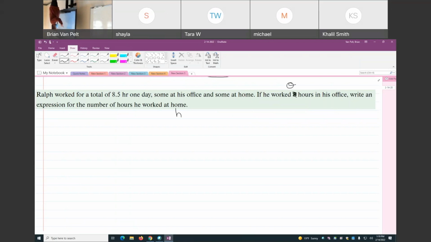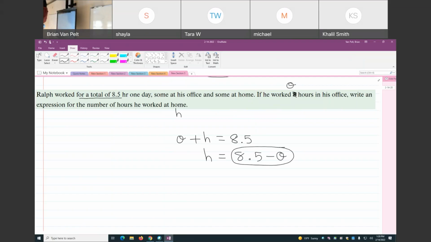Almost. We know that he worked a total of 8.5. That means between working at the office and working at home, he worked a total of 8.5 hours. You understand that? So if I want how much he worked at home, all I have to do is subtract the letter O from both sides. So I get H by itself to equal 8.5 minus O. And that's the thing that they were looking for. They wanted an H there, but I've decided to change the problem to a better one where there's an O instead of that H.